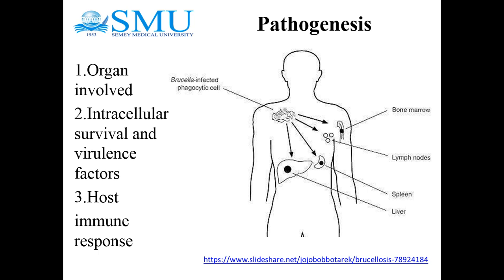Host immune response. Cell-mediated immunity is the key to controlling the infection. Activation of T helper 1 cells provides protective immunity by production of interferon gamma, which leads to macrophage activation and killing of intracellular Brucella. On the other hand, T helper 2 activation leads to secretion of interleukin 4, interleukin 6, and 10, which downregulate the protective T helper 1 immune response and stimulate humoral immunity.